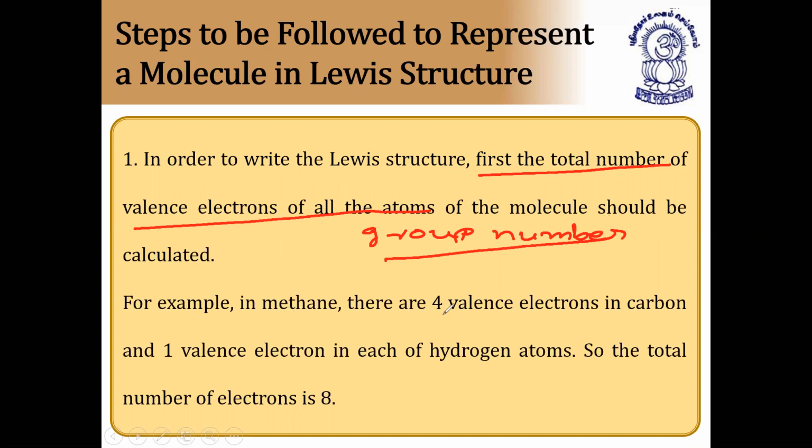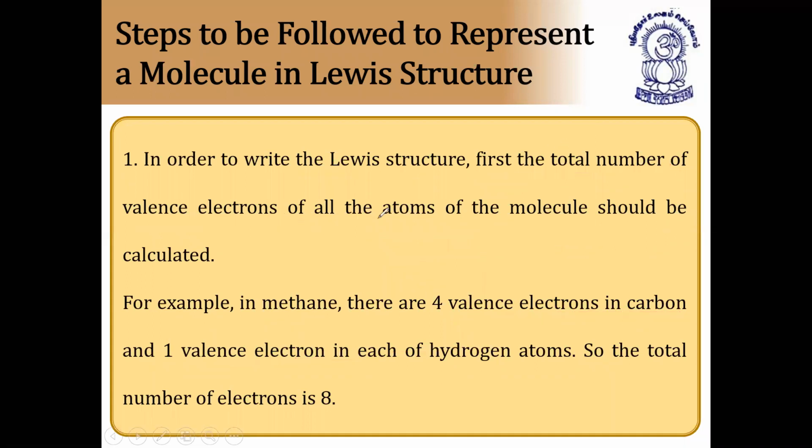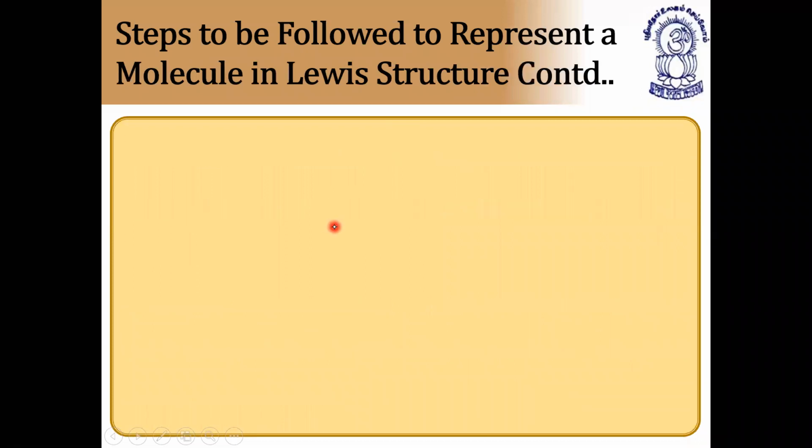For example, in methane, there are 4 valence electrons in carbon and 1 valence electron each in the hydrogen atoms. So I'm writing it clearly. So 1 valence electron each in a hydrogen atom. So the total number of electrons is 8. So in this way, you'll write here. So it's called covalent bonding.